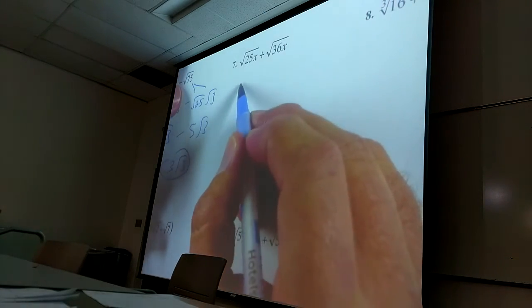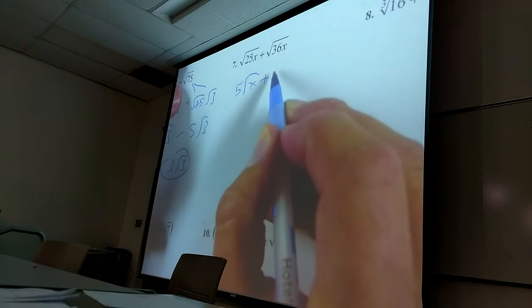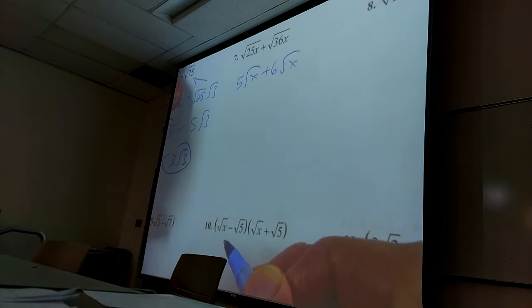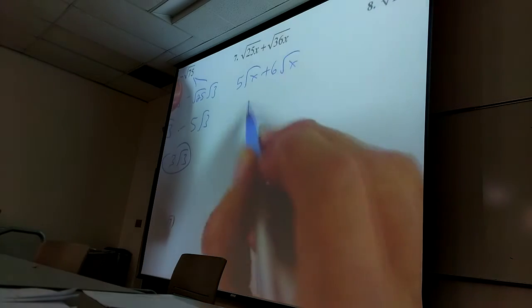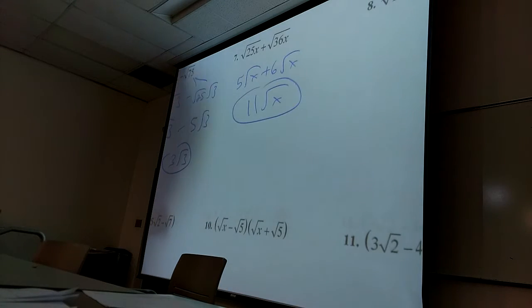Square root of 25 is? Square root of x is? I don't know. Square root of 36 is? 6. Square root of x is? I don't know. Yeah, rad x. I like it. Square root of x. Please don't think square root of x equals x.